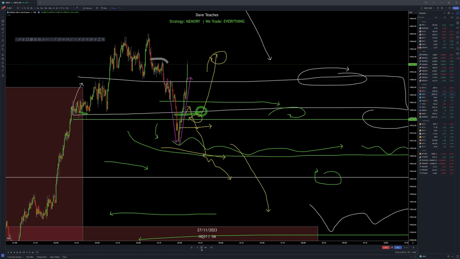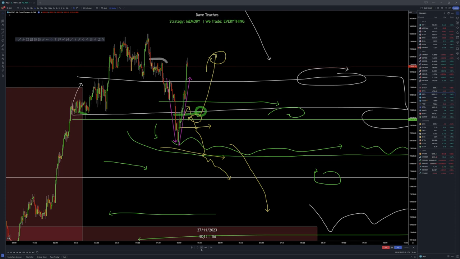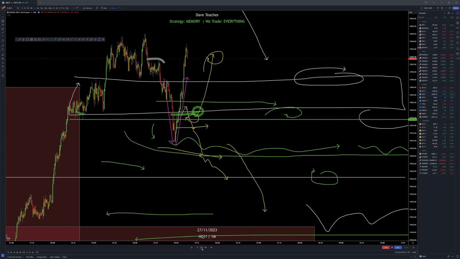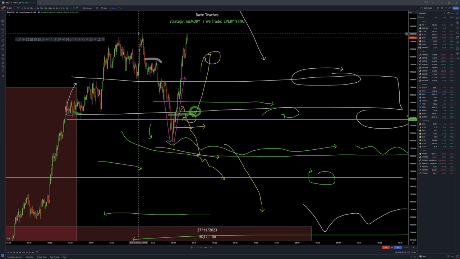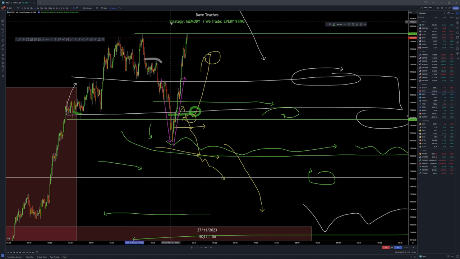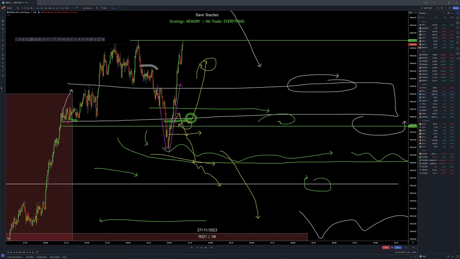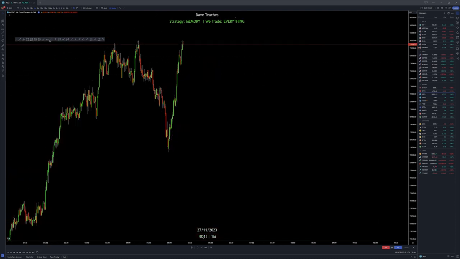So as you can see, there's this large extension up into here, right? Let me just move forward a little bit. It ends up going and taking out this high, right? So let's delete this here.